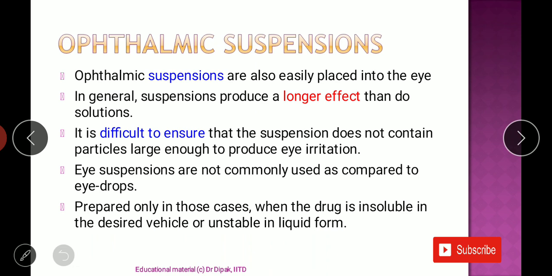Eye suspensions are not commonly used as compared to the eye drops because of the supersaturation that may occur in the suspensions that may lead to eye irritation. They are prepared only in those cases where the drug is insoluble in the desired vehicle or it is unstable in the liquid form.